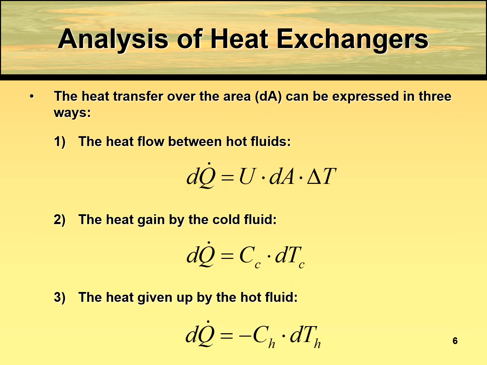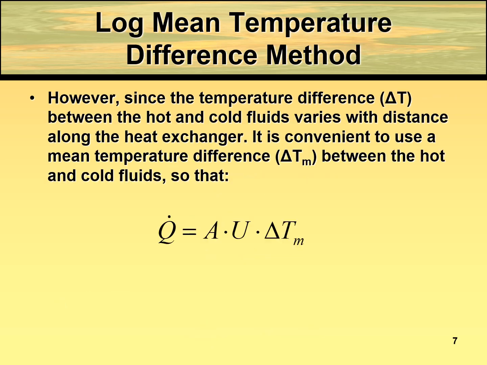The heat flow between the hot fluid and the cold fluid, dq, is given by this equation, where U is the overall heat transfer coefficient, A is the surface area, and delta T is the temperature difference. The heat gained by the cold fluid is given by dq = C_C dT_C, and the heat given out by the hot fluid is minus C_H dT_H.